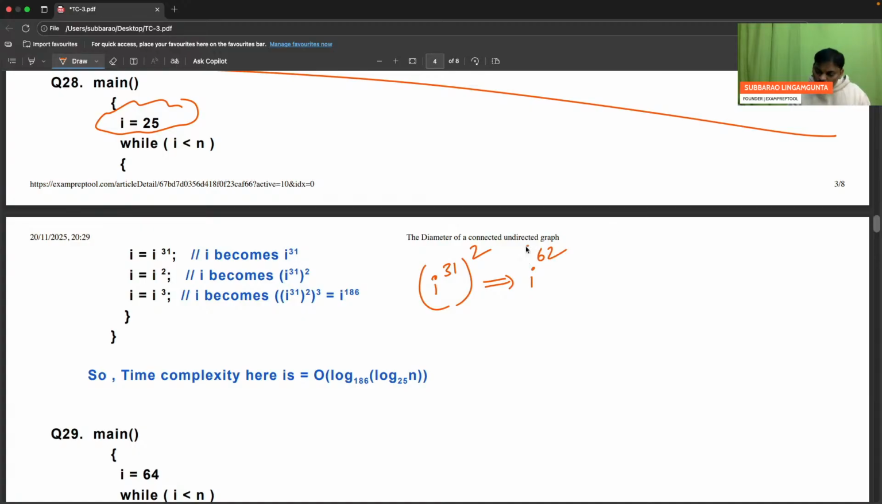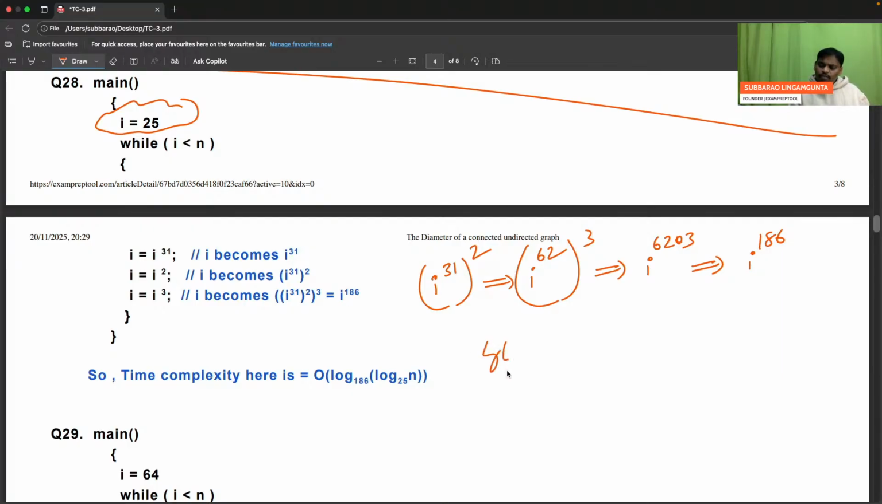Whatever you have, whole power 3. A power m whole power n is a power mn. i power 62 into 3, which is going to be 186. So i power 186. So answer is always power 186.